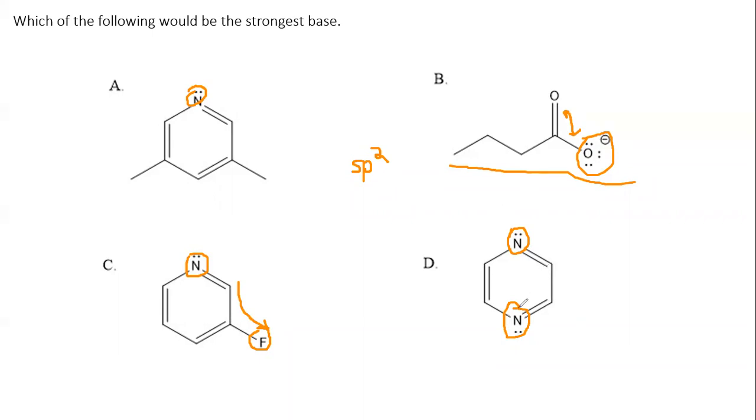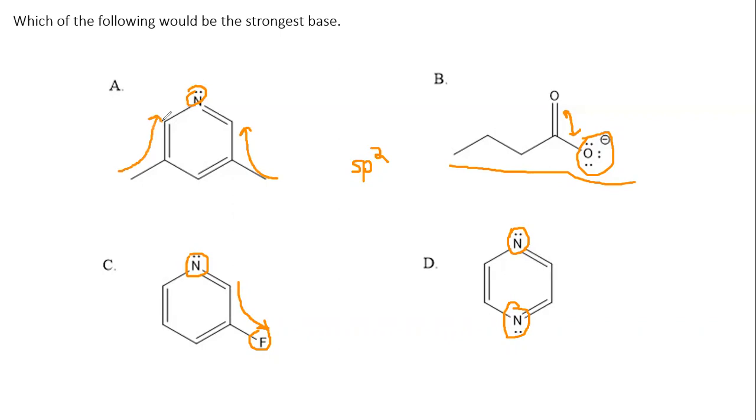Now you may say, well, D, there's two of them, that should be better. But what happens is when you have two of them, they're both competing. So they're both playing this tug of war between each other for the electron density. So therefore, it wouldn't be as strong as, say, A, which has one nitrogen, and you have these methyl groups pumping electron density into the nitrogen, making it more negative.